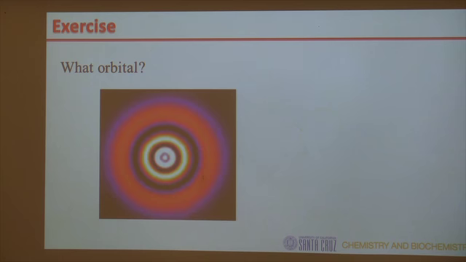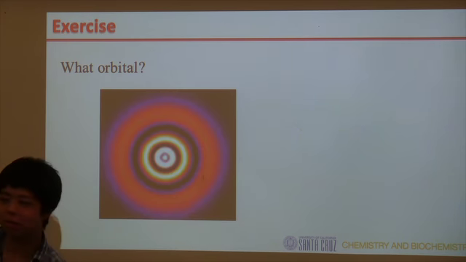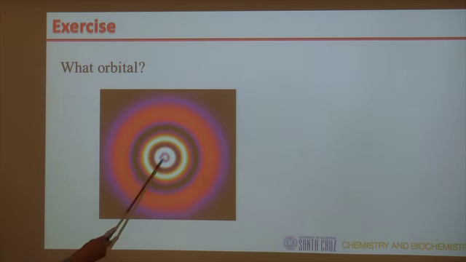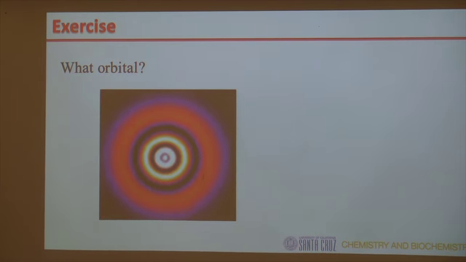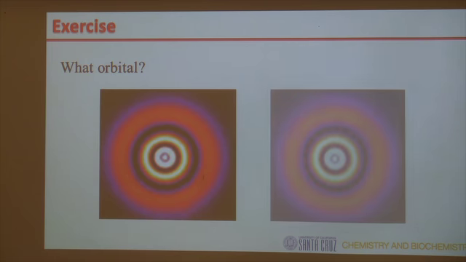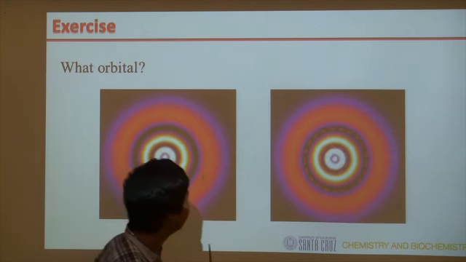Three. How many radial nodes? Three. 1, 2, 3, right? So n minus 1 equals 3. N equals 4. So it should be 4s orbitals. Okay. And here.